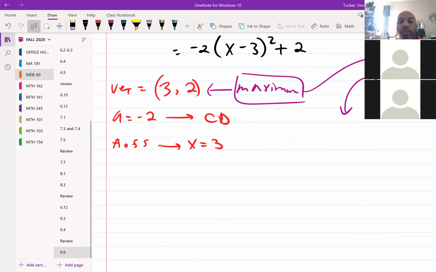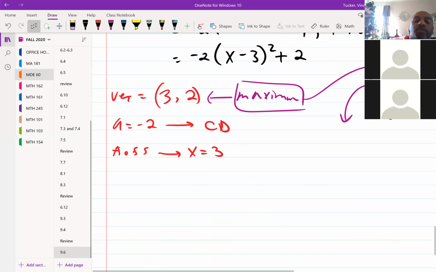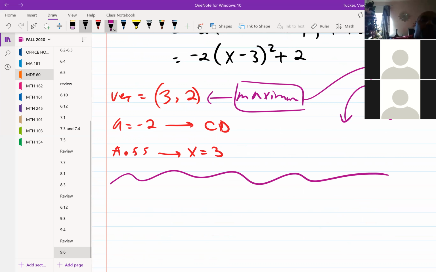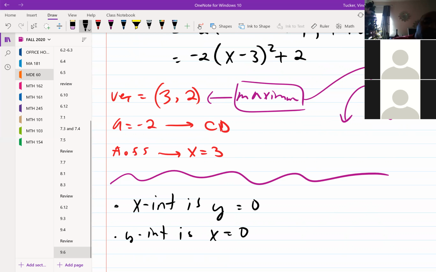So now we're running out of time, but they may ask you for your y-intercept and x-intercept, and we've done that before. So don't forget your x-intercept is when y is equal to 0. Your y-intercept is when x is equal to 0. So all you'll do is substitute in 0 for y, solve it, then substitute 0 for x, and then solve it. And that's how you find your y-intercepts and your x-intercepts.